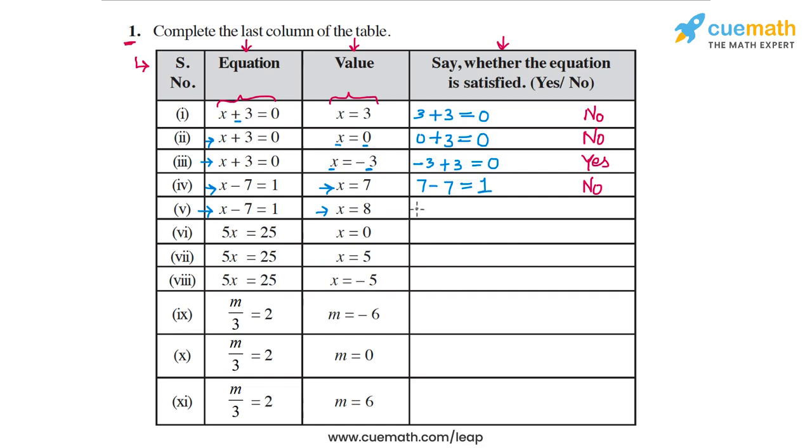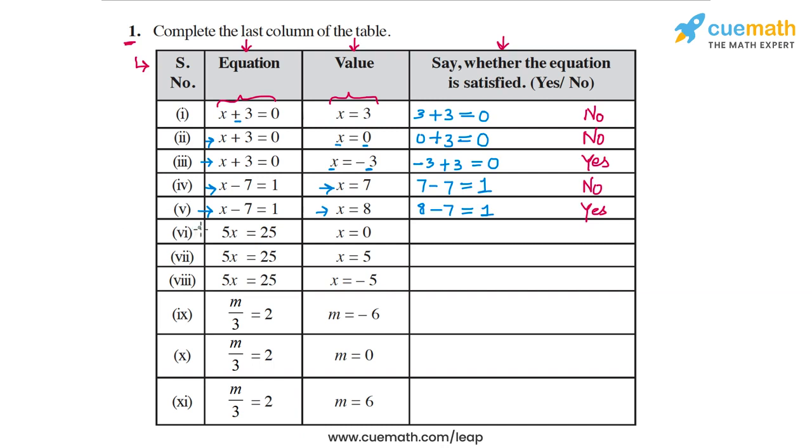Then in the fifth part, we have x minus 7 equal to 1 again, and the variable is x equal to 8. So we substitute 8 in place of x. So we get 8 minus 7 on the left hand side, and on the right hand side we get 1. Now 8 minus 7 is equal to 1, and hence this equation in this part is satisfied.